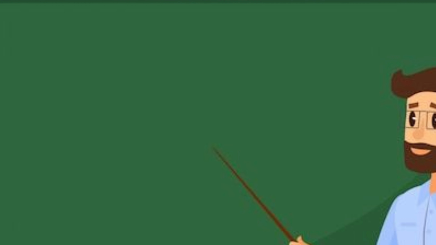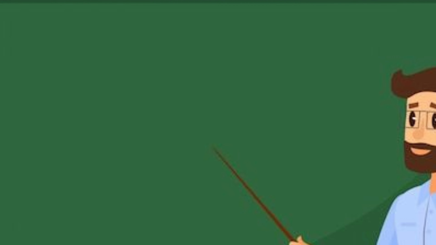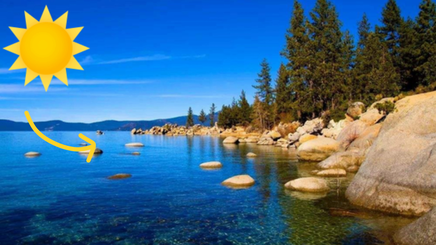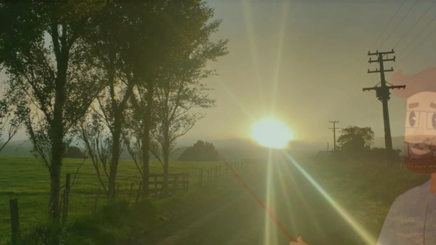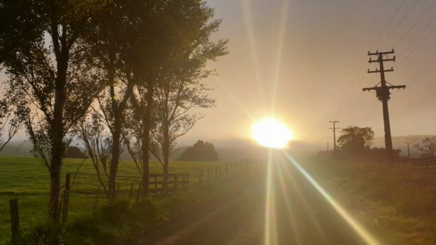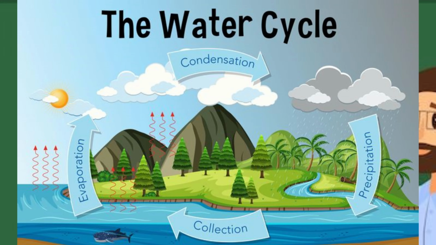3. Why does it occur? The water cycle occurs due to the sun's energy, driving the processes of evaporation, condensation, and precipitation. Solar radiation heats the Earth's surface, causing water to evaporate from oceans, lakes, and rivers, initiating the cycle that maintains the planet's water balance.